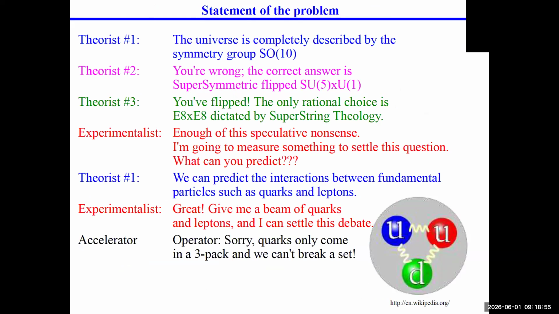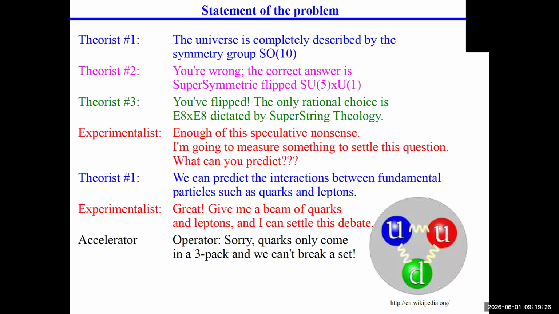So let me restate the problem. You go to the cafeteria at Brookhaven and you're listening to a couple of theorists arguing. One says, gee, the universe is completely described by the symmetry group SO(10). And the other says, you're wrong. The correct answer is supersymmetric flipped SU(5) × U(1), whatever that is. And then the other said, no, the only rational choice is E8 × E8, dictated by superstring theology. And the experimenter comes along and says, enough of this. I will decide it. I'll go make a measurement. We can settle this question once and for all.